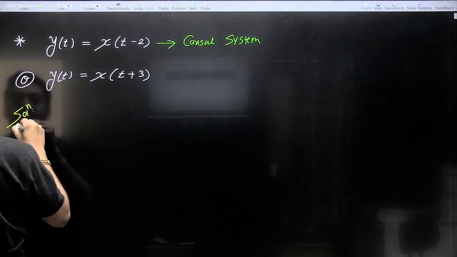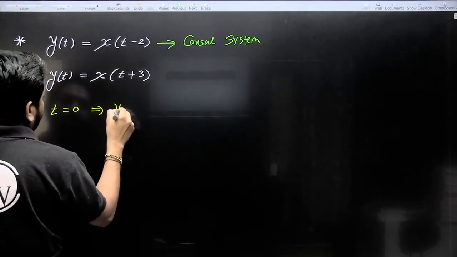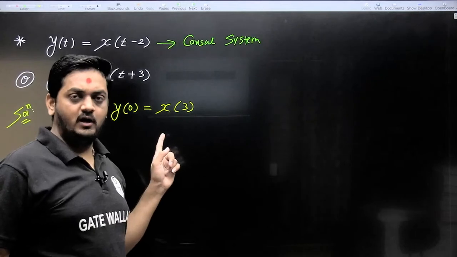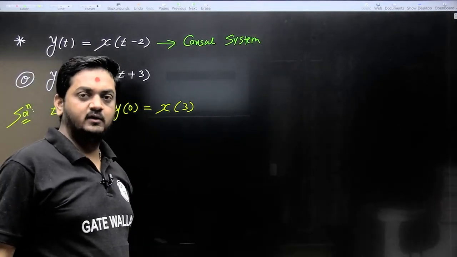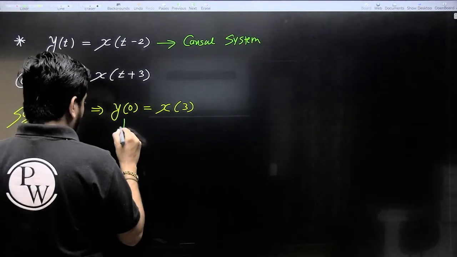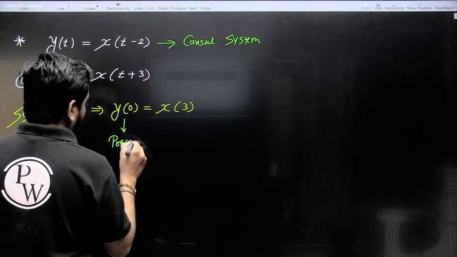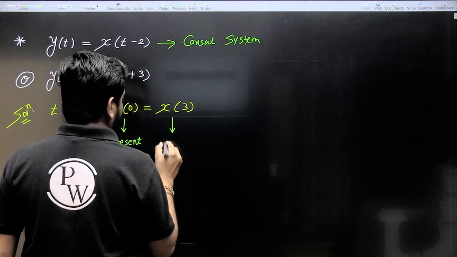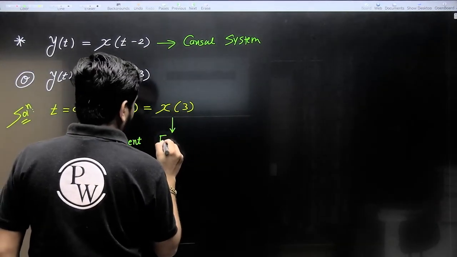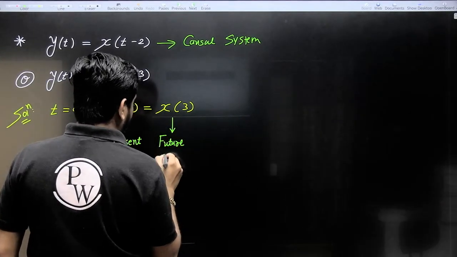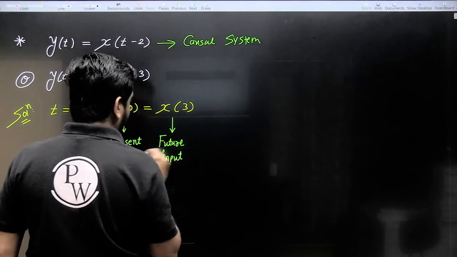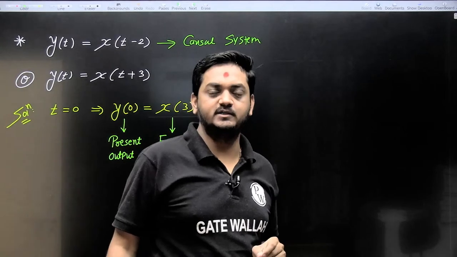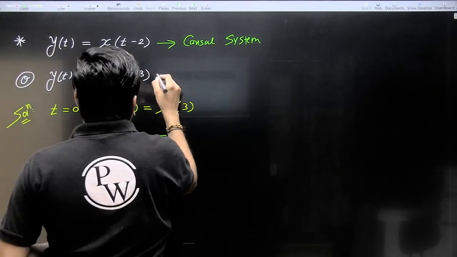You can see here, put t equal to 0. If we want to calculate the output at t equal to 0, then y of 0 is equal to x of 0 plus 3, that is x of 3. To calculate the output at t equal to 0, we require the input present at t equal to 3. So the present output depends on the future input. If t equal to 0 is the present, then this is your future input. So the present output depends on the future input of the given system. That's why we can say it is a non-causal system.